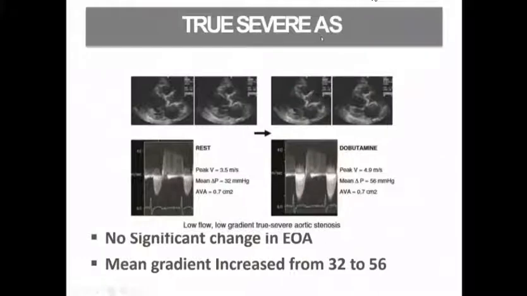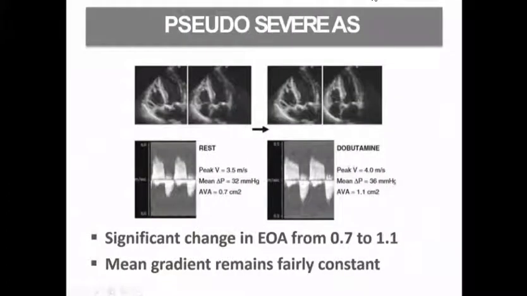So this was the no significant change when the true severe AS is there, but the mean gradient you can see was increased from 30 to 56. That was the classical low flow, low gradient severe AS. When the pseudo AS is there, you can see there is no change in the orifice area, but the gradient remains fairly constant.